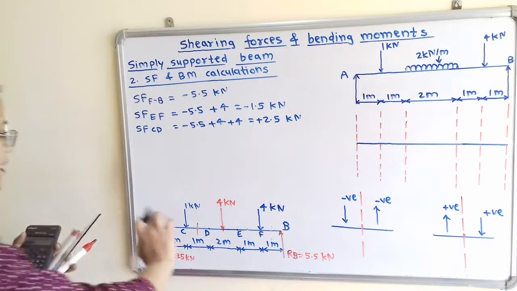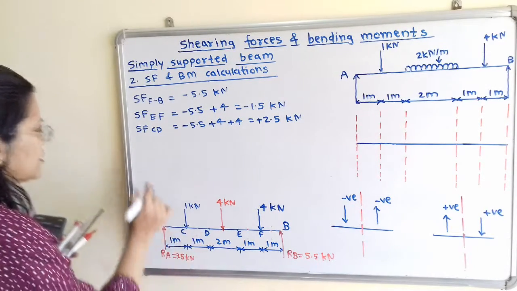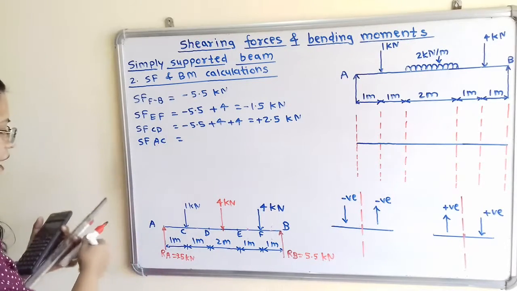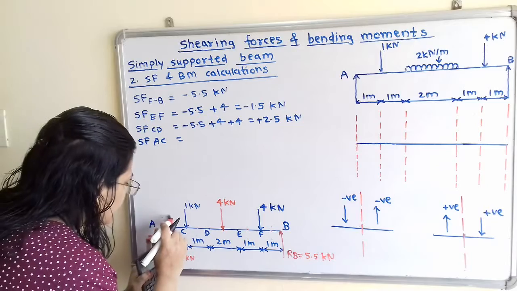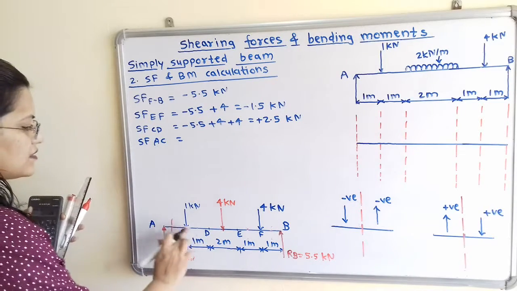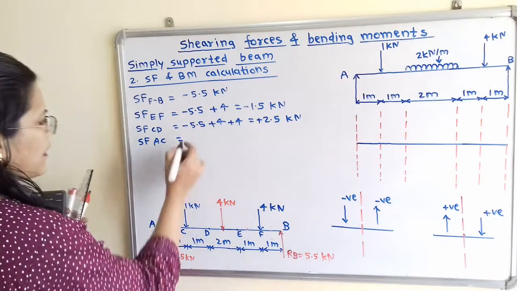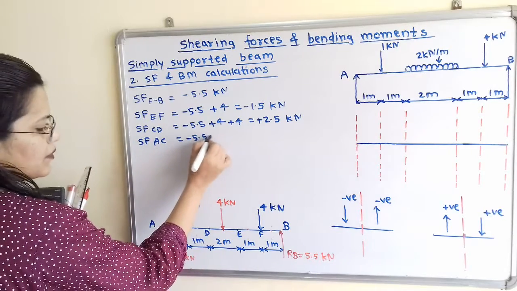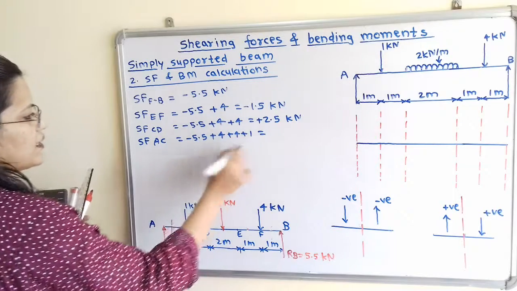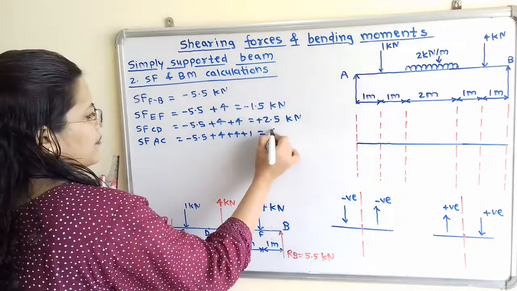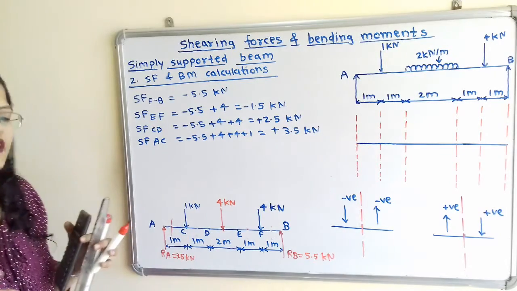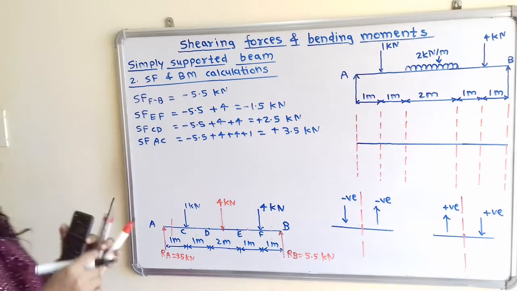Now we will move to the next section, that is the section in between AC, SF, AC. So I will show here this section, then we will calculate this. So again we have to take this minus 5.5 plus 4 plus 4 plus 1. So it is plus 3.5 kilonewton. Now we have to plot all this data.